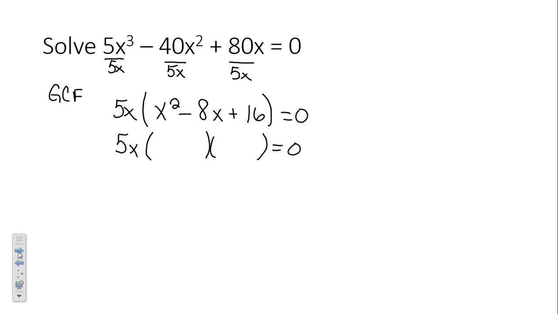What's going to go in the first parentheses? X minus 4. What's going to go in the second parentheses? Good. So 5x times x minus 4 times x minus 4. So what are my zeros? I agree, positive 4, because if I take x minus 4 and set that equal to 0, x is 4 twice, 4 with a multiplicity of 2.